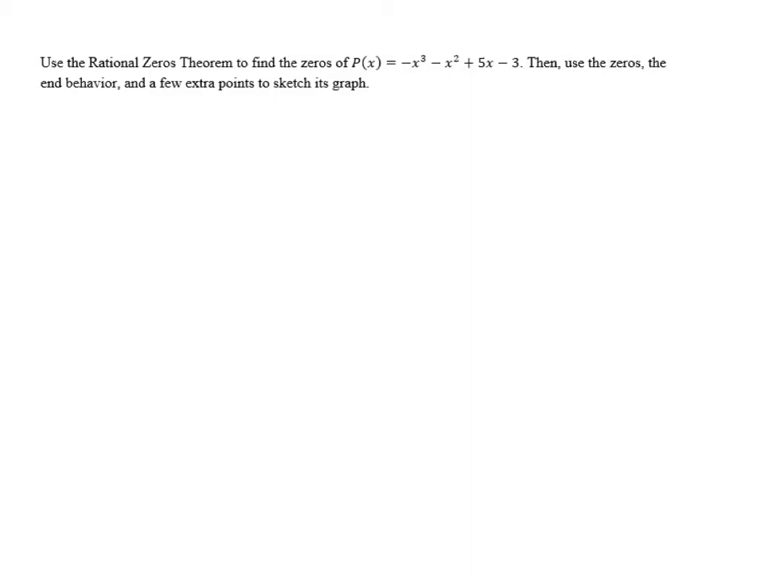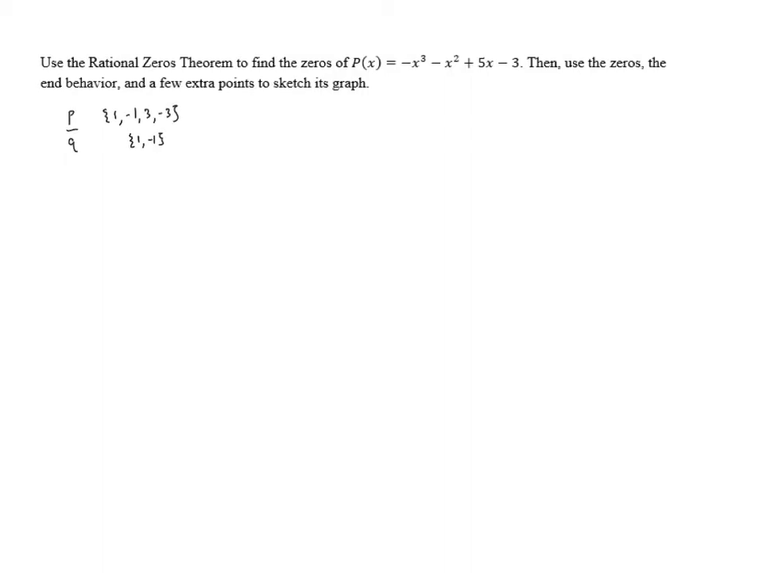To find the zeros of this polynomial, we can use the rational zeros theorem, which says that any rational zeros can be written as a fraction where the numerator is a factor of the constant term, negative 3, and the denominator is a factor of the leading coefficient, negative 1. So factors of the numerator are 1, negative 1, 3, and negative 3. And factors of the denominator are 1 and negative 1.